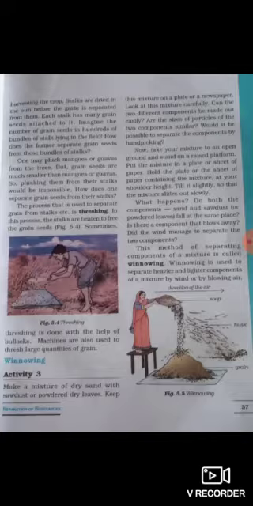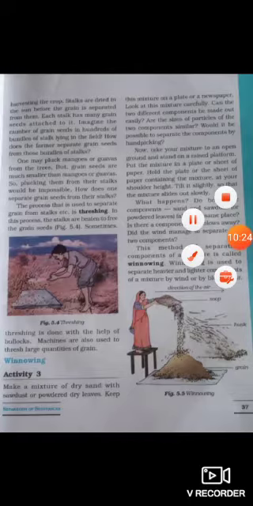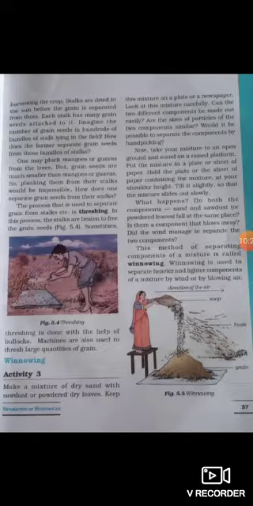So on a smaller scale, this can be done. But when you have a very large field and there are tons and tons of grains to separate, doing it manually won't be possible. So for this, threshers are used. These are machines and they separate grains from the stalks. So the process of separating grains from the stalks is known as threshing, right? You have understood it? Now, let's move forward.